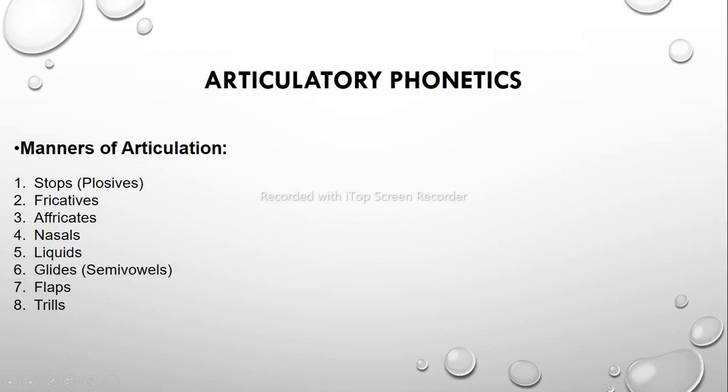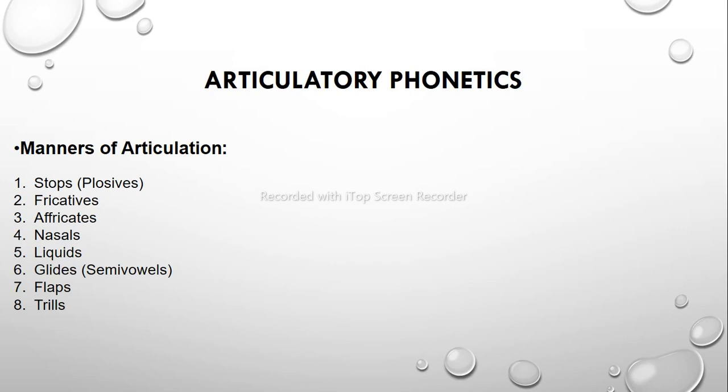Manners of articulation refer to how the airflow is manipulated as it moves through the vocal tract to produce different speech sounds. Here are the primary manners of articulation. 1. Stops, or plosives. Airflow is completely blocked in the oral cavity and then released suddenly. Examples include p, b, t, d, k, and g. 2. Fricatives. Airflow is forced through a narrow constriction, creating turbulence. Examples include f, v, s, z, and sh.